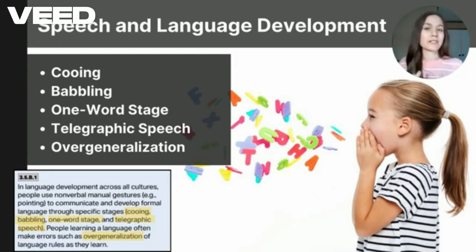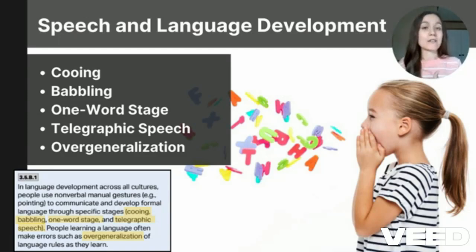The one word stage is going to happen at about 12 months of age, about 1 year old. This is when babies use single words to convey an idea. So they might say something like "dog" or "mom." And they're using that single word to convey meaning.